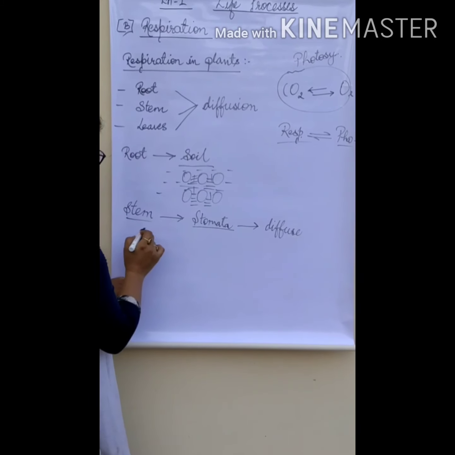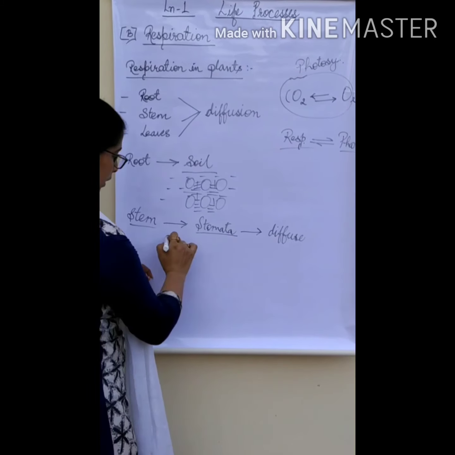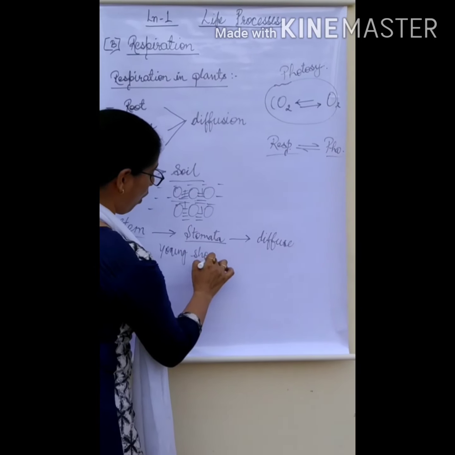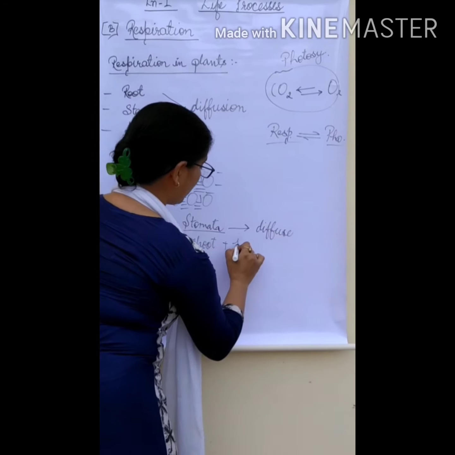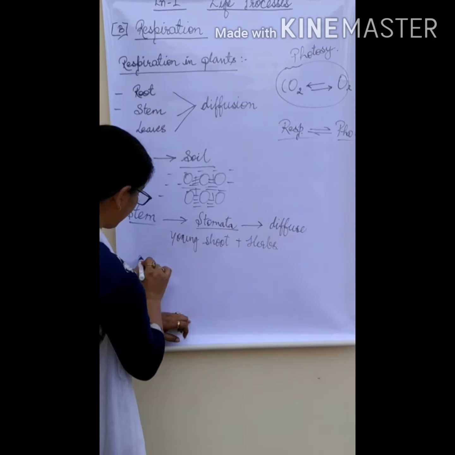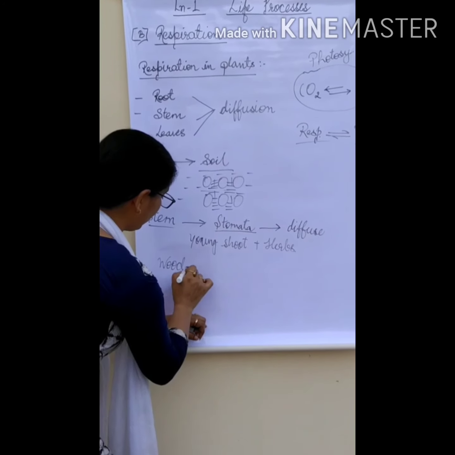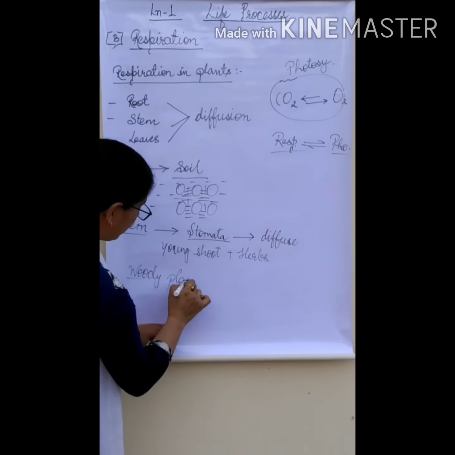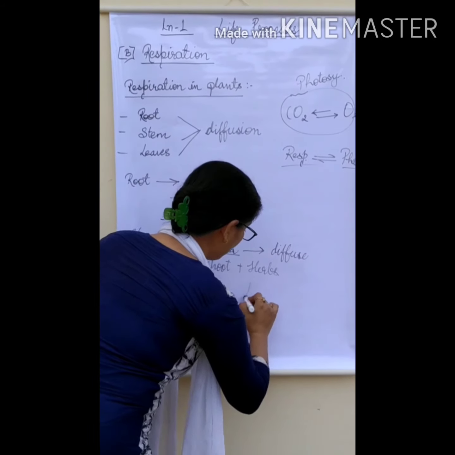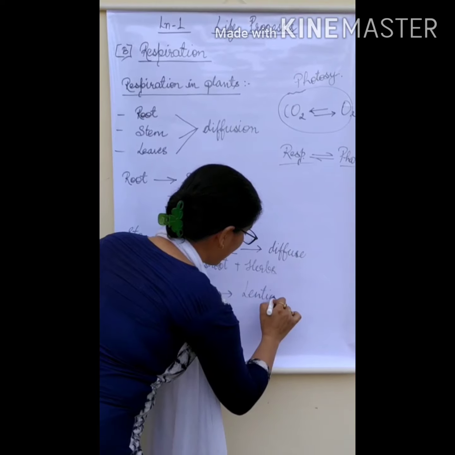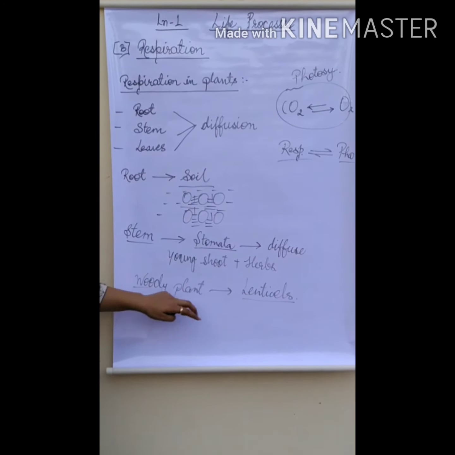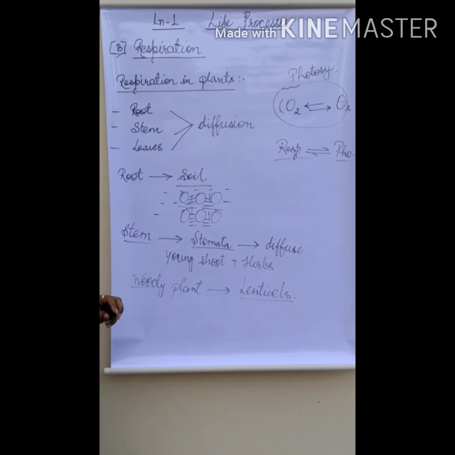And if the stem is old, here I have told you about the young shoot, young stem, or I have told you about the herbs. But if the stem is a woody tree trunk, so in case of woody plants, they have openings in their stem which are called lenticels, and through these openings the stems do the diffusion, the exchange of gases.